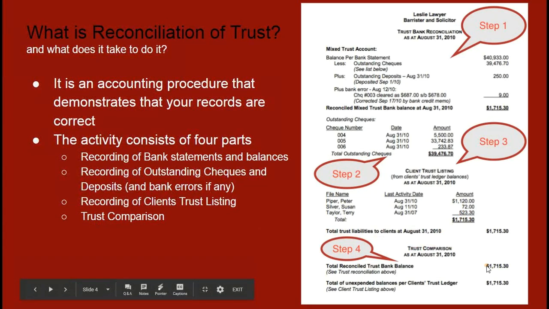And last but not the least, you're now comparing your total reconciled trust bank balance, so this is what the bank says, with the total unexpended balances per the client's trust ledger. So the ledger is maintained by your bookkeeping system. The bank balance is managed by the bank, and these two numbers need to match. So these are the 4 most important elements that you need to show in a trust reconciliation document. Okay?